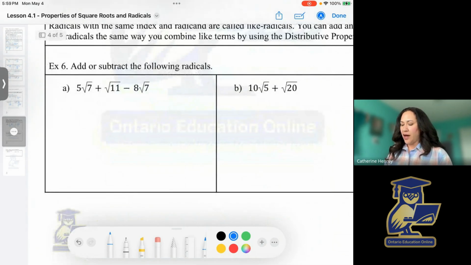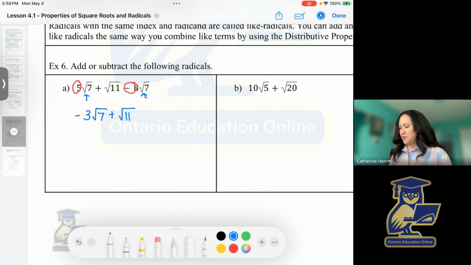We have 5 times the root of 7 plus the root of 11 minus 8 times the root of 7. So what this means is, since this square root of 7 and the square root of 7 have the same index and the same radicand, which is the number underneath, we can go ahead and combine 5 with negative 8. So that gives me negative 3 root 7. But the square root of 11 is not similar to anything else, so that stays square root of 11.